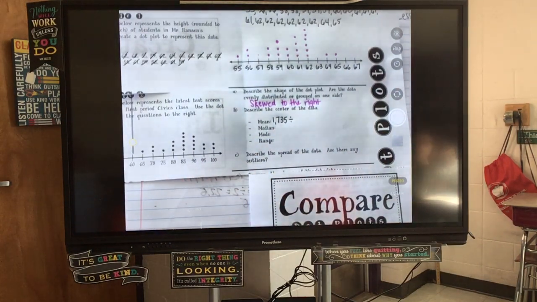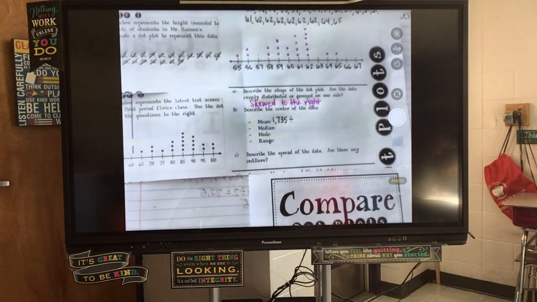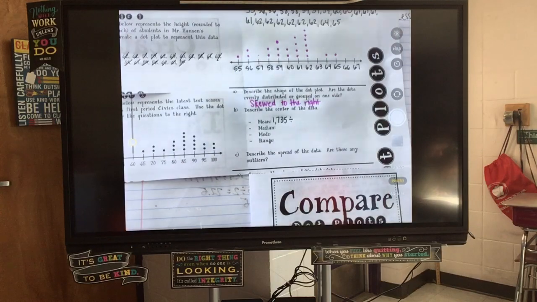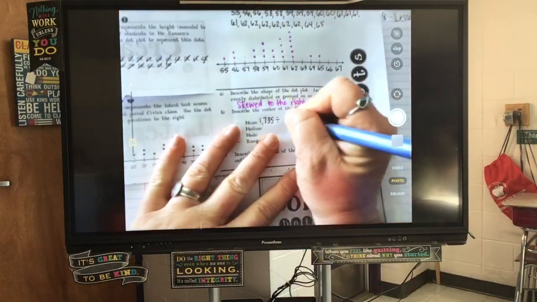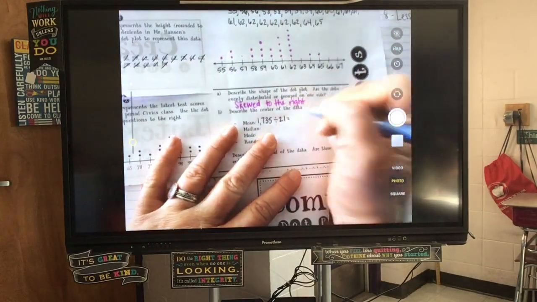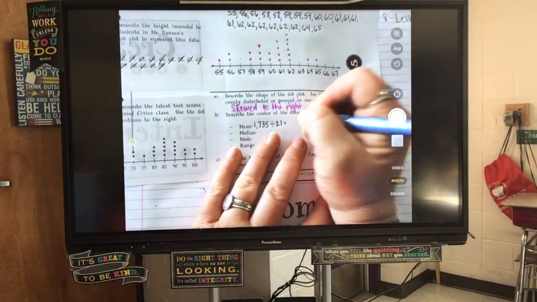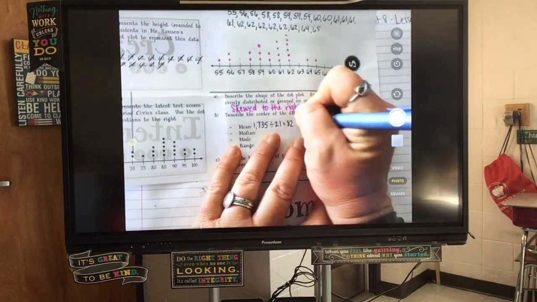So we're going to take 1,735. I already did the work for you. Are we counting the outlier right now? Yes, because it's part of our data. So we take 1,735 and we divide it by 21, and our average for our scores is 82.6.